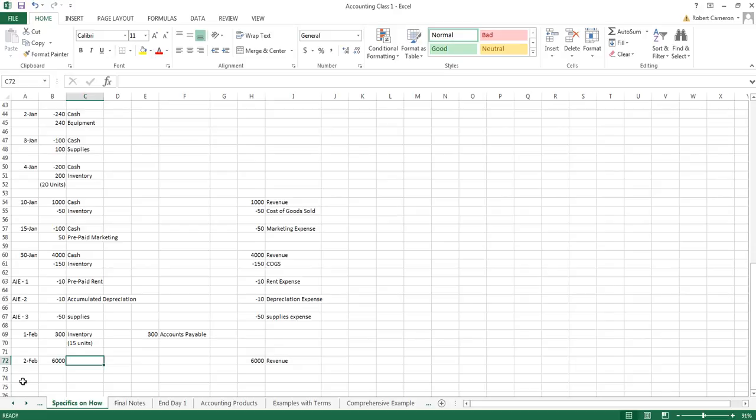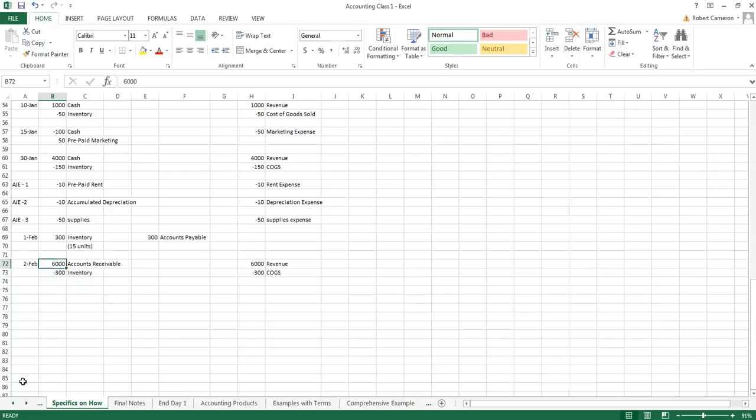So now these people owe us. So we're going to call that receivable. Accounts receivable. Because it's an account that we're hoping to receive cash from. And at the same time, as always, we used all of our inventory. Sold all 15 units, so minus 300 inventory, and then minus 300 costs of goods sold. Yeehaw.